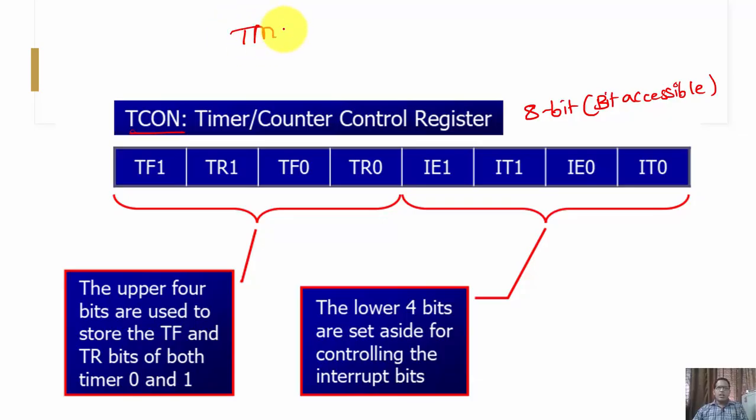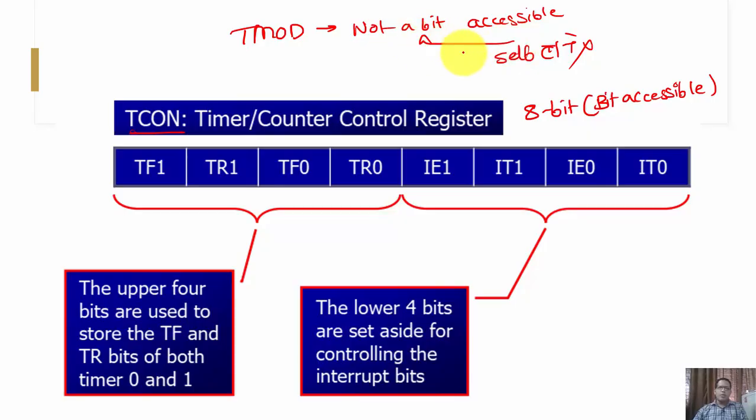Whereas the TMOD register is not bit accessible. You can't directly configure it like set bit C/T bar, somewhat like this. It is not supported for the TMOD register. But here the individual bits we can set and reset with the help of available instructions. So out of these 8 bits, the lower 4 bits are associated with the interrupt control structure.